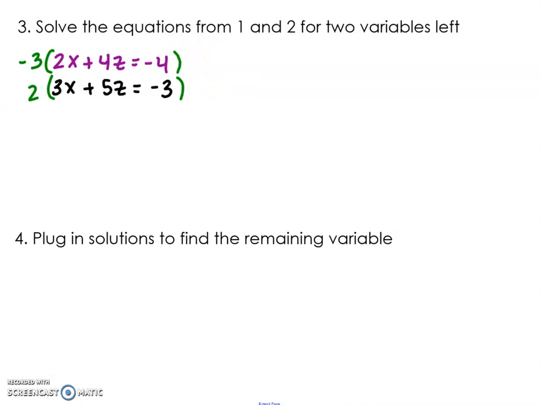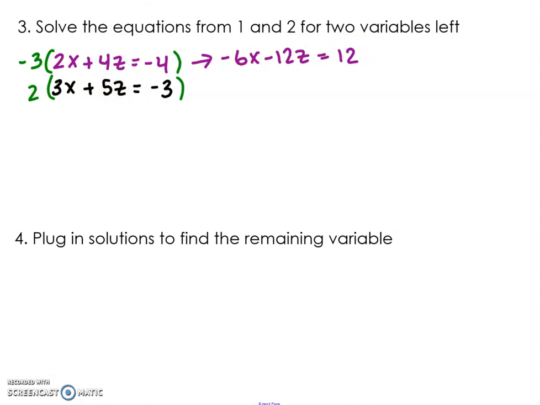So we're going to multiply this negative 3 to every term on this equation. And a lot of people kind of forget to multiply it to every single piece, and that's a main place where people make mistakes. So we're going to do negative 3 times 2x, so we'll get negative 6x. We're going to do negative 3 times 4z, which is going to give us negative 12z. And then we're going to do negative 3 times negative 4, which is going to give us positive 12.